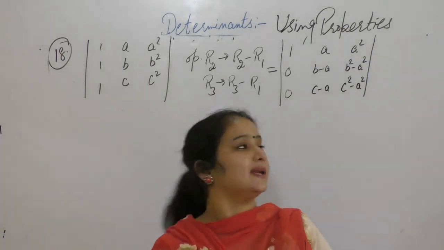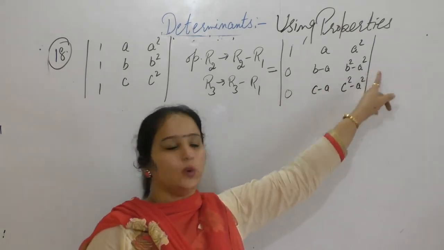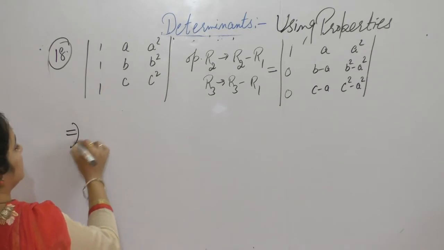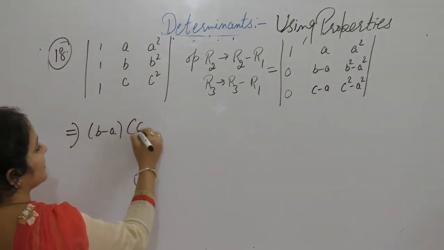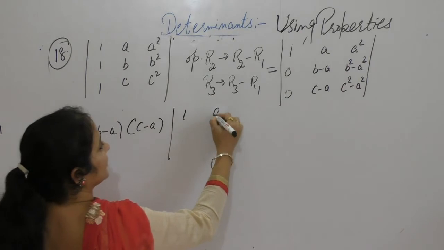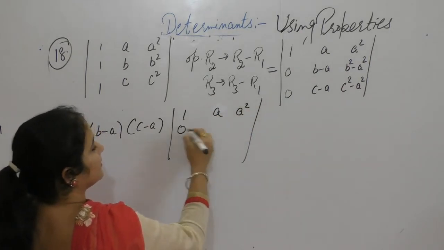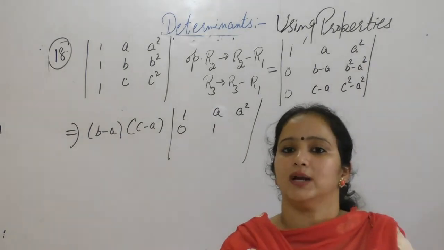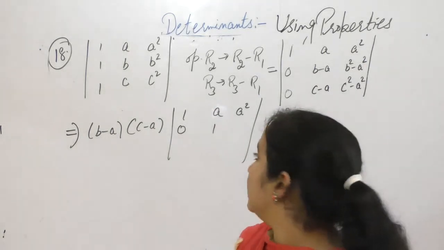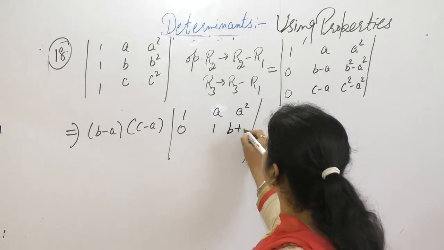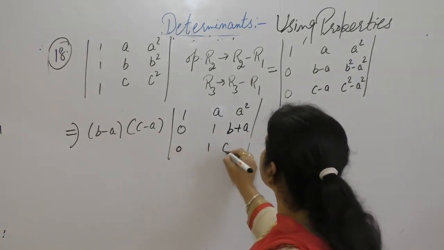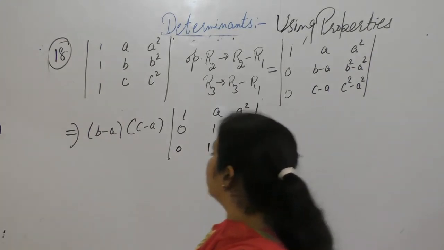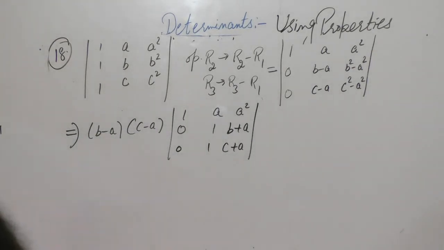Now take b minus a common from R2 and c minus a common from R3. B minus a, c minus a. Row 1 is 1, a, a square. B minus a is common. For b square minus a square we have the formula, so here we are left with b plus a. Row 2 is 0, 1, b plus a. Row 3 is 0, 1, c plus a.